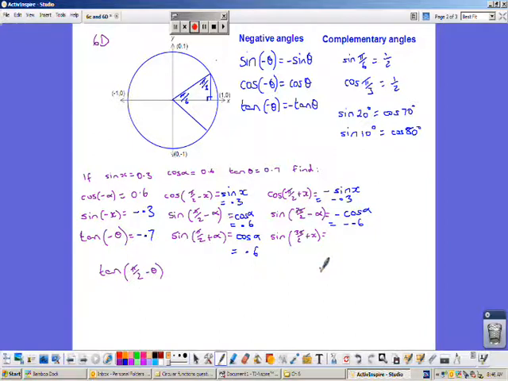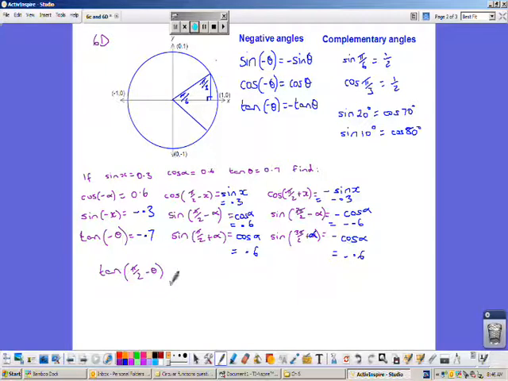And finally, sine of 3 pi on 2 plus alpha, it should be an alpha, puts us in the fourth quadrant where sine is negative, so it's going to be the minus of cos alpha, which is also minus 0.6.